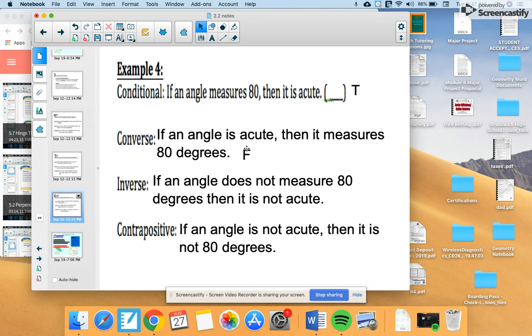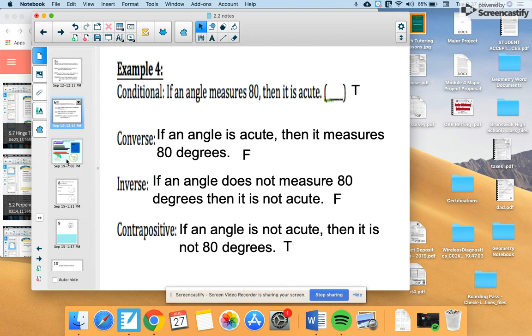Then the inverse: if an angle does not measure 80 degrees, then it's not acute. Again, a counterexample would be 50 degrees. It's still acute, so it doesn't have to be 80 to be acute. And then lastly, if an angle is not acute, then it is not 80 degrees. That's true, because if it is not acute, then it can't be 80 degrees, since it can't be anything less than 90. So that would be a true statement.